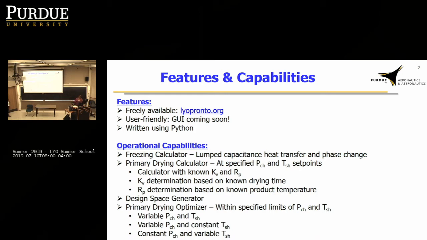But in addition to that, we have this primary drying calculator, which is the famous Lyo calculator, which was created by Professor Pikal. What that does is it takes your chamber pressure and shelf temperature set points, and then it determines the drying time, determines the product temperature, and so on. So in general, to run the Lyo calculator, you need to know these two quantities, kV and Rp. kV is the vial heat transfer coefficient, and Rp is the product resistance.